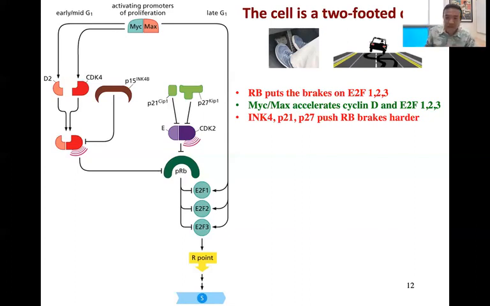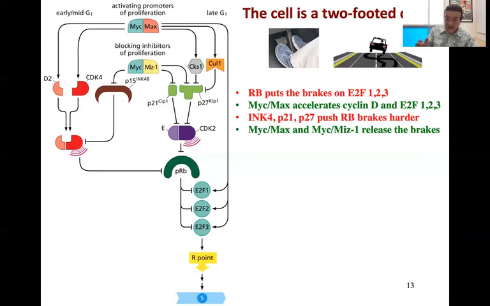Right? But then with continued MYC expression, MYC pushes things even harder. So MYC and MAX also result in the expression of MIS1. Right? And then MYC and MIS1 combinations will bind to the promoters of the P15, P21, and P27 genes and prevent them from being expressed.